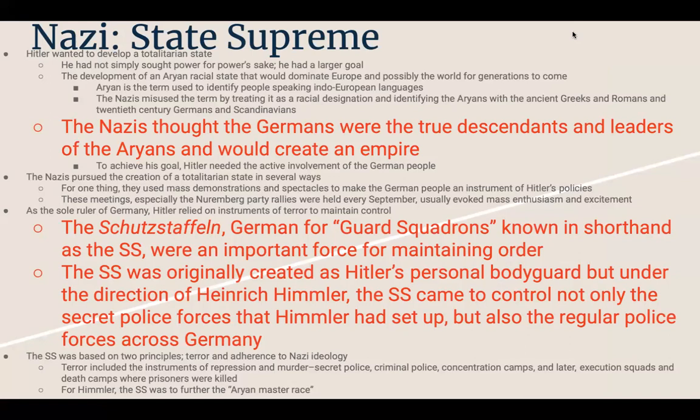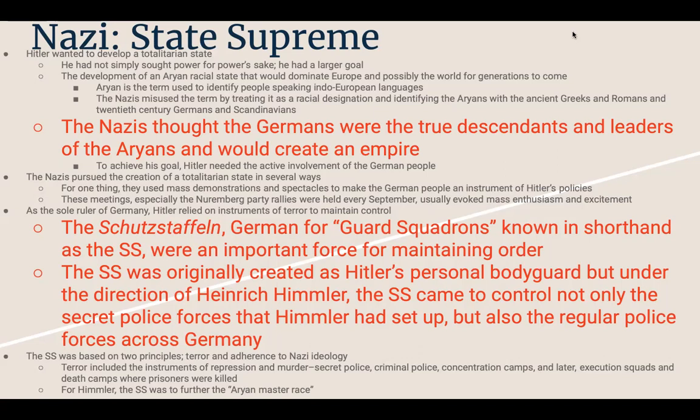The development of an Aryan racial state that would dominate Europe and possibly the world for generations to come. Aryan is the term used to identify people speaking Indo-European languages. The Nazis, however, misused this term by treating it as a racial designation and identifying the Aryans with the ancient Greeks and Romans of the 20th century, Germans, and Scandinavians. So the Nazis thought they were the true descendants and leaders of the Aryans and would create an empire. Remember, these are blonde-haired, blue-eyed individuals, German-speaking.